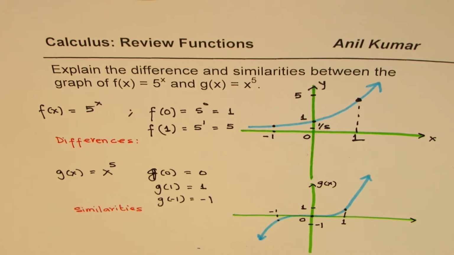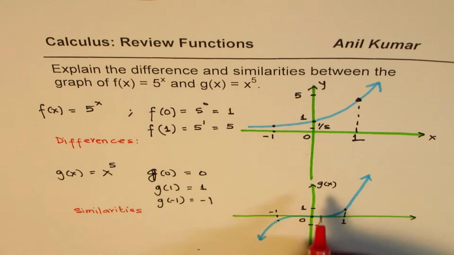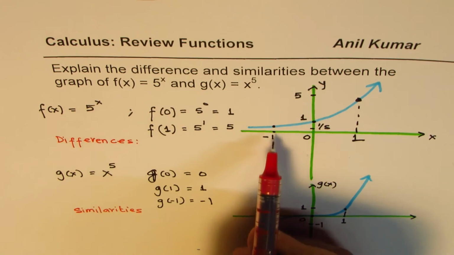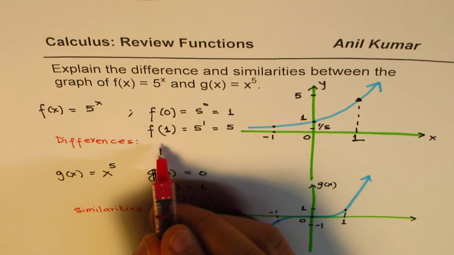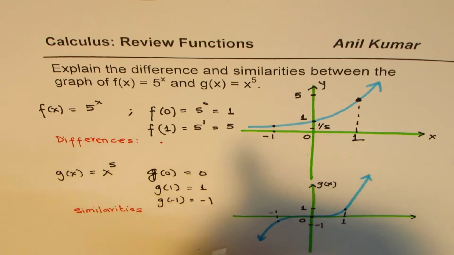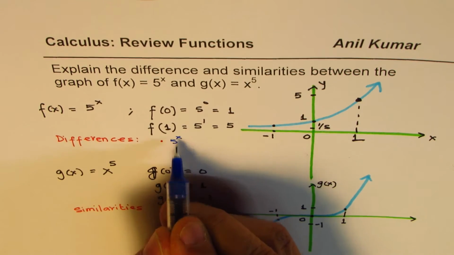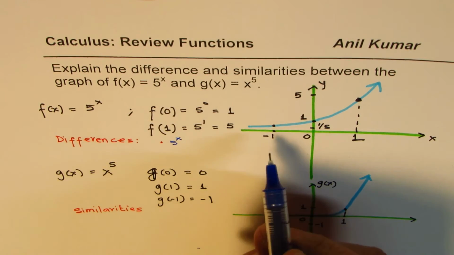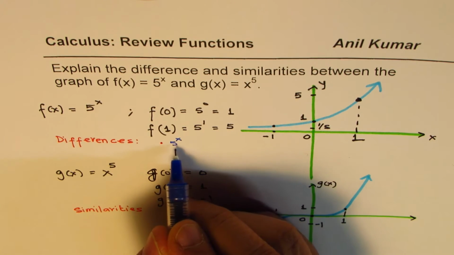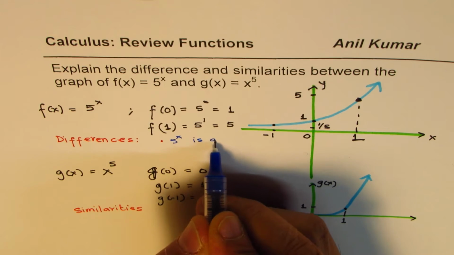They look very different, right? It is very difficult to write similarities. But differences, well, you could write many differences in this particular case. For example, here, one of the differences could be that 5 to the power of x is different in range, right? So what you say here is f is always positive.